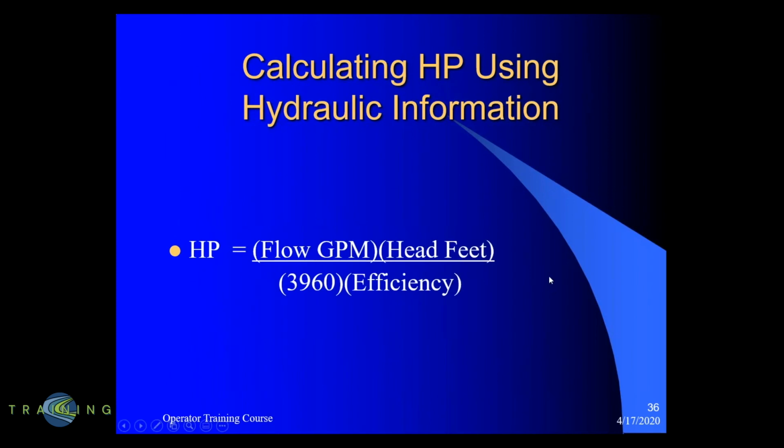This is a little bit of information that I always like to keep in my pocket when I'm talking to people on the phone. It's a quick horsepower calculation. Horsepower equals flow in gallons per minute times head in feet divided by the constant 3960 times the efficiency, the hydraulic efficiency of your pump. So if you're looking at a system, if you have any of these and are missing one, you can use this equation to solve for the other. It's very nice for me to quickly be able to do that if I have a little bit of information.